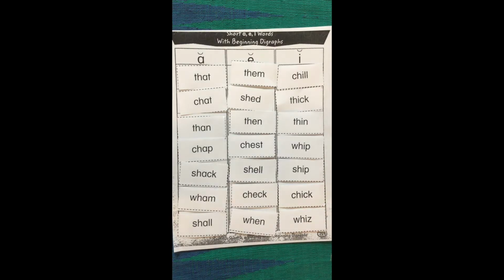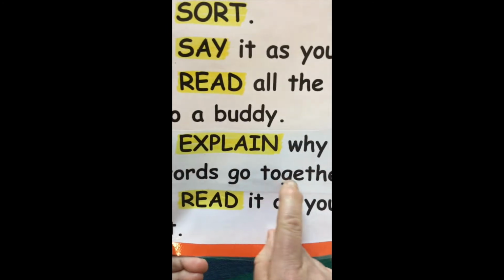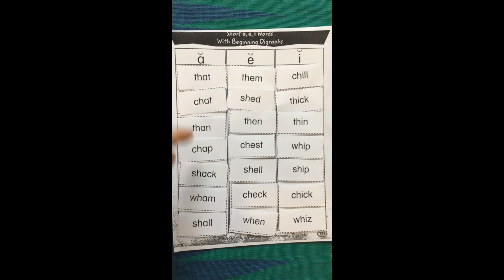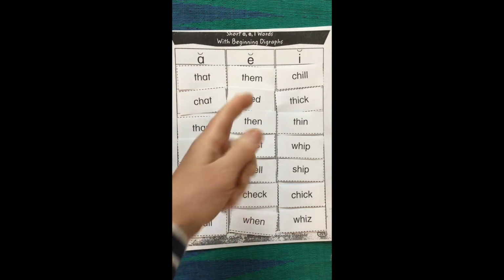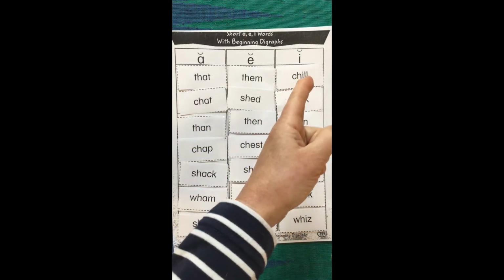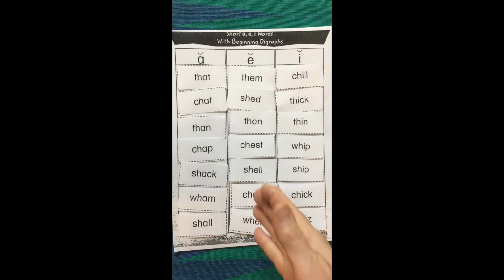Okay? Then, every day, they need to explain why the words go together. So we would say, all these words go together because the middle sound is a. All these words go together because the middle sound is e. All these words go together because the middle sound is i, right? And in this sort, what we are sorting by is the middle sound. There's some other word work that we do where we're looking at the ending sound of a word. That's what we did mostly through the beginning of the school year. But at this time in the school year, we're looking more at the sounds in the middle.